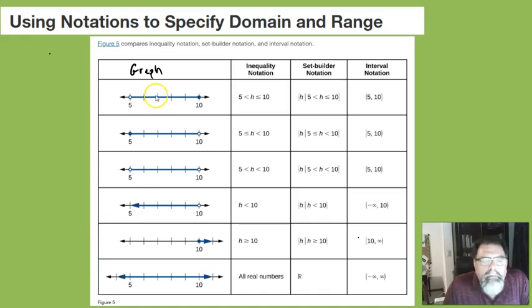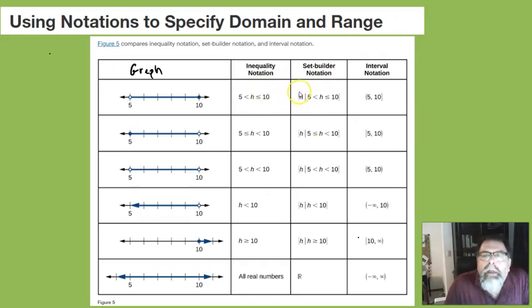All right, let's review using notation to specify domain and range. So this is in the book, figure 5. I wrote graph in here. So here's the graph on the number line on the x-axis. If you have an open circle at 5, we're saying we're not including 5. We're going to go up to 10. 10's included. So it's all the numbers between 5 and 10, not including 5, but including 10. So the inequality notation is written, as you see here, 5 is less than h is less than or equal to 10.